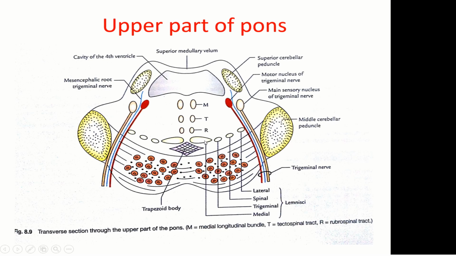So in the lower part, we have seen only the medial lemniscus and the spinal lemniscus, and in the upper part of the pons, two more lemnisci have been added. One is the trigeminal lemniscus coming from the trigeminal nuclei, and the other is the lateral lemniscus coming from the cochlear fibers emerging from the trapezoid body after crossing in the trapezoid body.